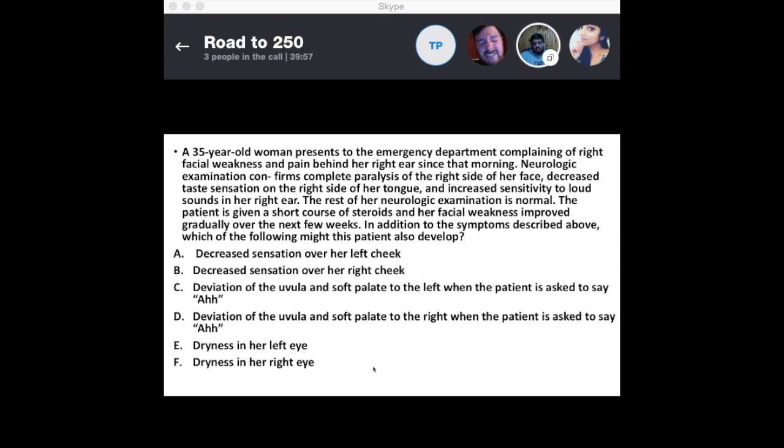And one more. A 35-year-old woman presents to the ED complaining of right facial weakness and pain behind her right ear since that morning. Neurologic examination confirms complete paralysis of the right side of her face, decreased taste sensation on the right side of her tongue, and increased sensitivity to loud sounds in her right ear. The rest of her neurologic examination is normal. The patient is given a short course of steroids and her facial weakness improves gradually over the next few weeks. In addition to the symptoms described above, which of the following might this patient also develop?